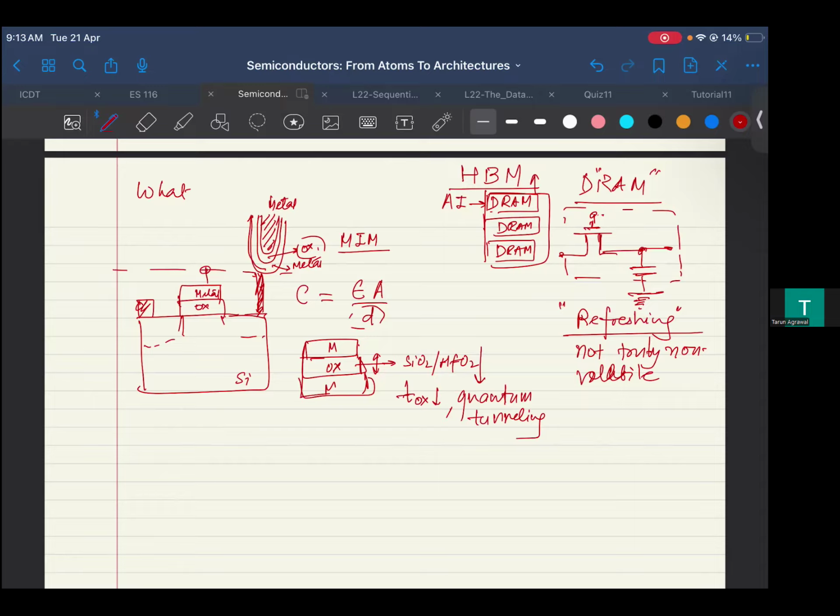And so then the question becomes, what can we do about it, right? And you see, okay, we can increase the area. If D cannot be done, we can increase the area, or we can play with epsilon. So epsilon is already, let's say if we are using around HfO2, which is around 20 to 25 epsilon, right?